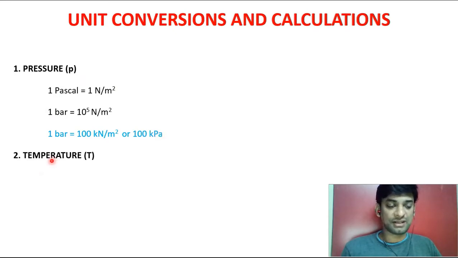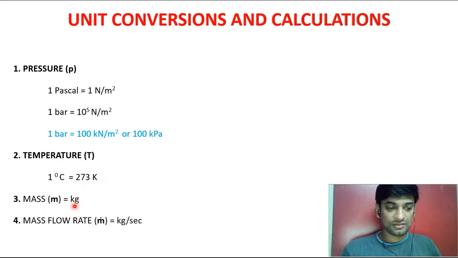Next one is temperature. Temperature is denoted with uppercase T. You know very well, 1 degree Celsius is equal to 273 Kelvin. Our standard usage is Kelvin. So you have to use temperature only in Kelvin. Next one is mass. Mass is represented with lowercase m. The unit of mass is kilogram.